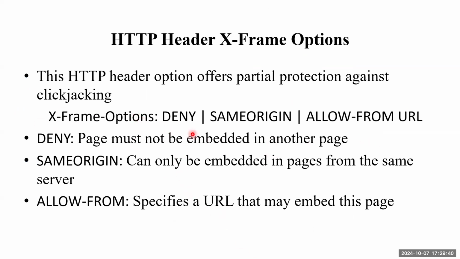You can specify three options. You can say X-Frame-Options: deny. Deny says this page may not be embedded in another page. That solves the problem completely. You can say same origin, meaning this page can be embedded in a web page from the same server, or only for a particular URL, a web page. So if you have X-Frame-Options, it's going to stop it some way.